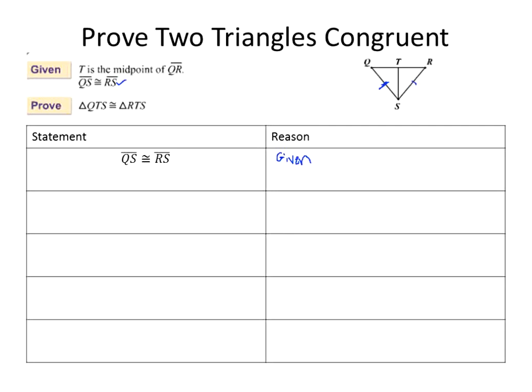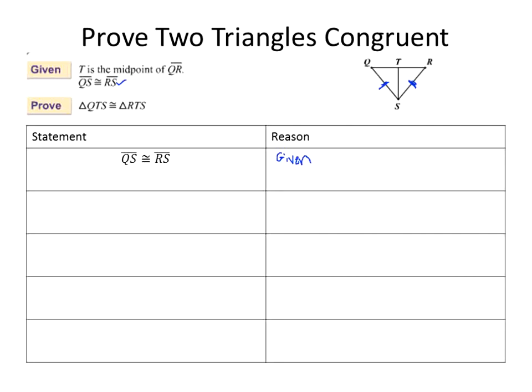So we said RS is congruent to QS. And that was because it was given. And then it gives us another piece of information here. It says T is the midpoint of QR. And if something's a midpoint, that means it's splitting that line in half. It's midway. So this part right here is the same length as this part right here, because that point right there at T is splitting QR in half.